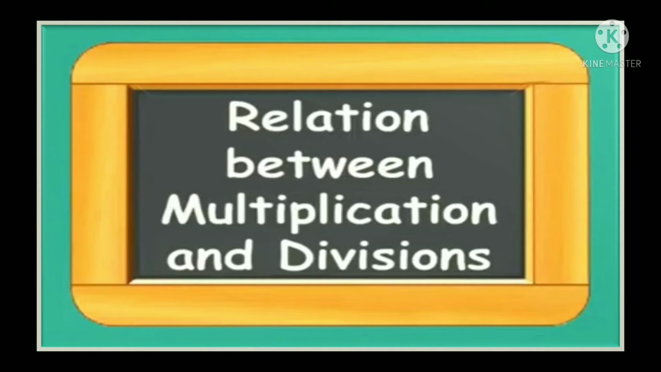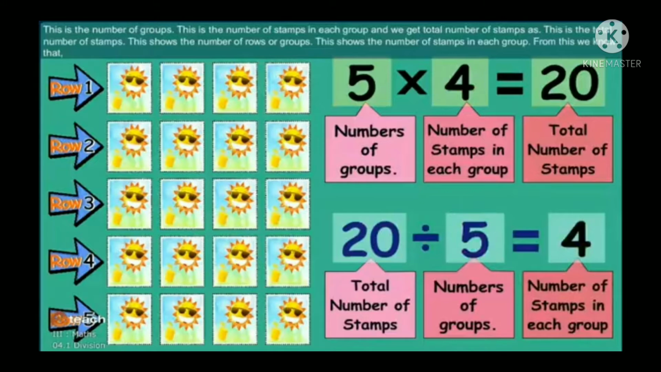Now we'll talk about the relation between multiplication and division. For that, students, you can see the number of rows and the number of stamps in each row is given. Here 5 is the number of groups, and we multiply 5 with the number of stamps in each group, which is 4. After multiplying we get 20 as the total number of stamps. So we can say this is the multiplication fact.